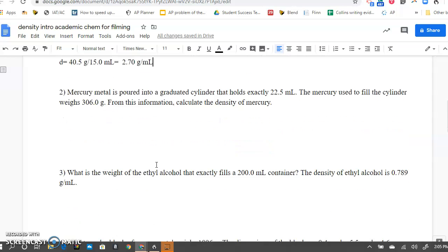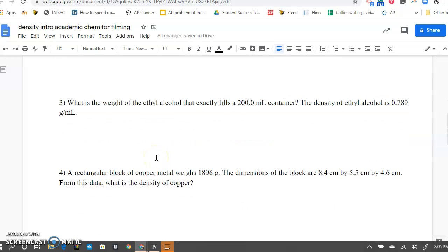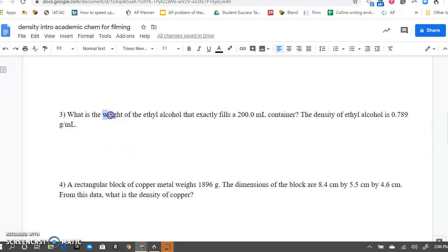Okay. For the next one, I'm going to skip down to question number 3. What is the weight of the ethyl alcohol? And again, I really should have used mass, but I pulled this from another source. We have a volume of 200 milliliters, so that's important, and I have a density of 0.789 grams per milliliter. So I have all of this information. You can set this one up as an equation, but I'm going to show this as a bridge problem.